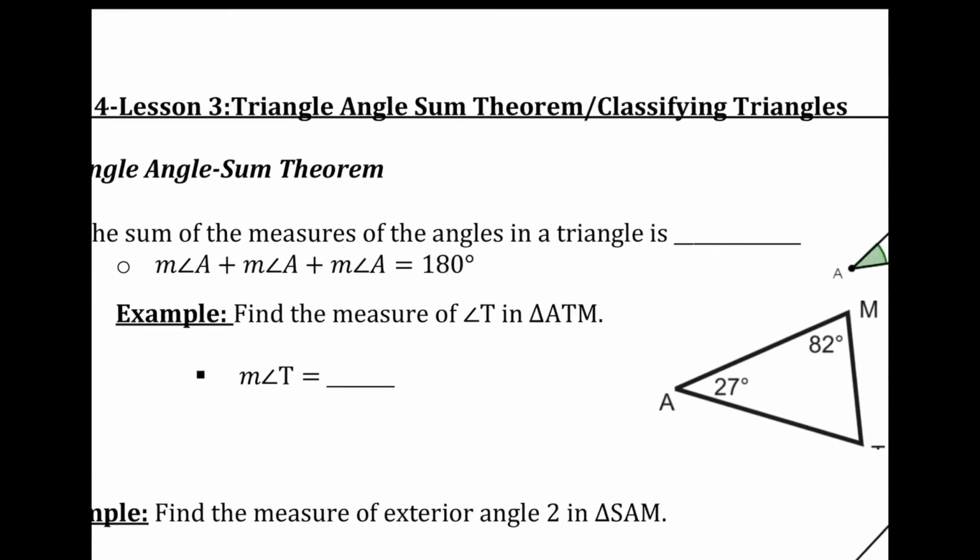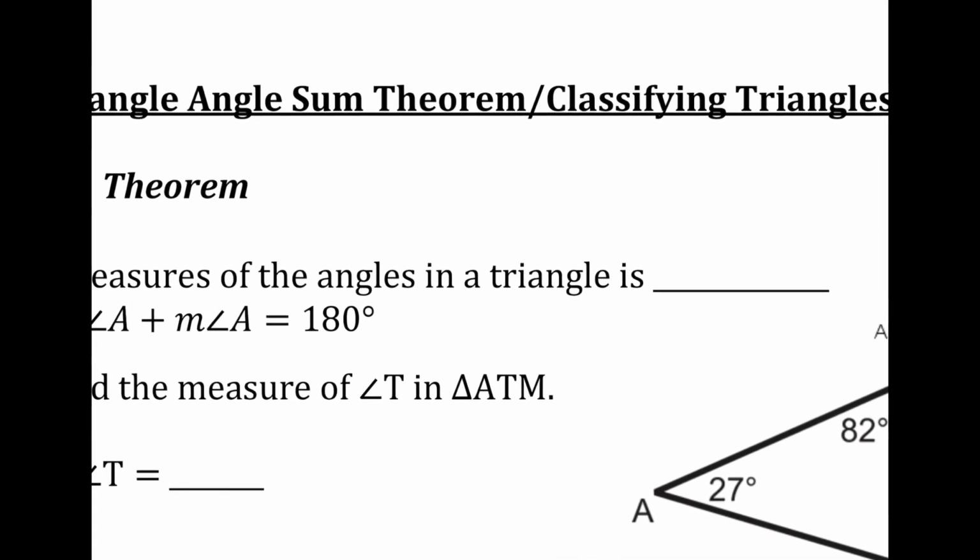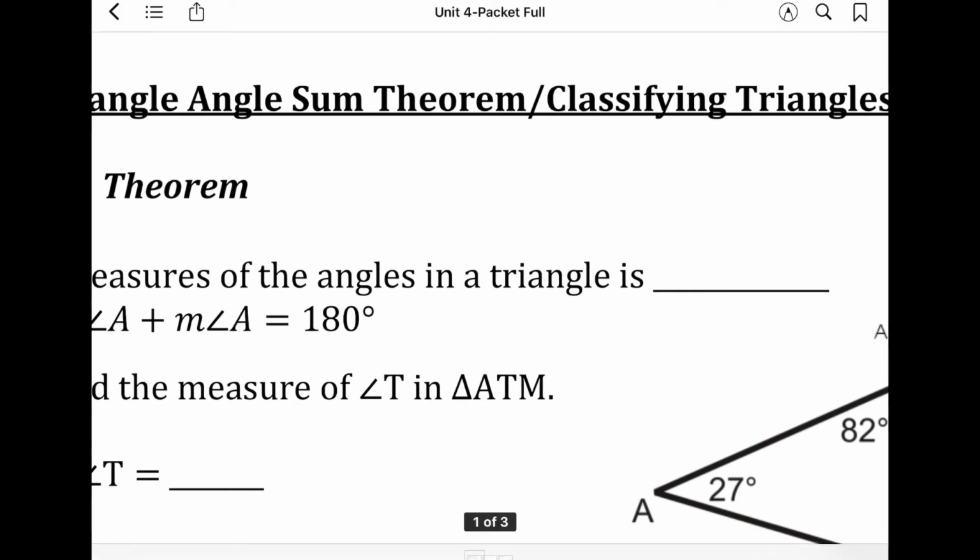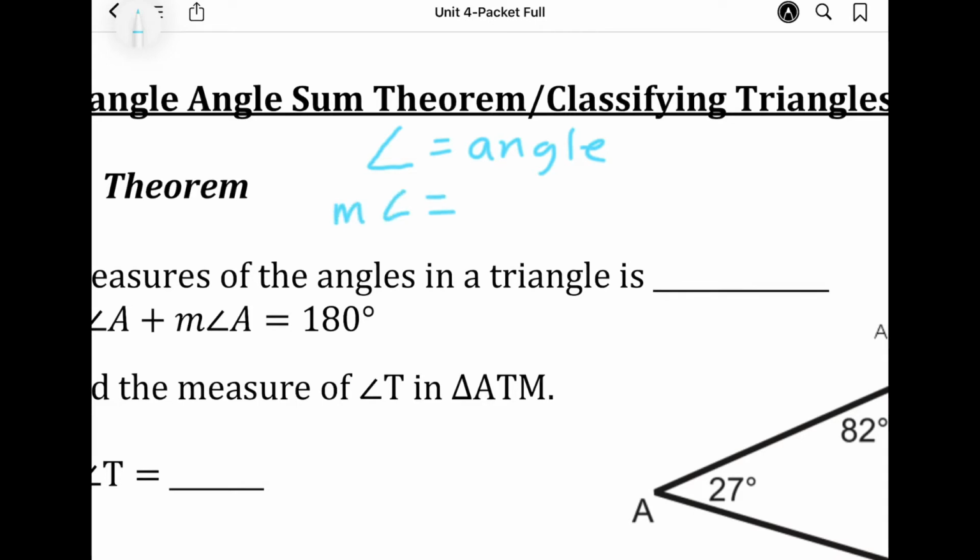Before we begin, I want to make sure we know certain symbols that are going to be used within this lesson. One symbol is going to look like this. This means angle. Now, if you throw an M in front of that symbol, it means measure of angle.